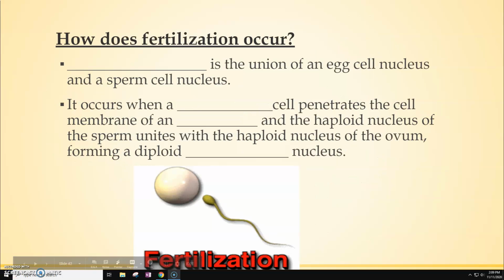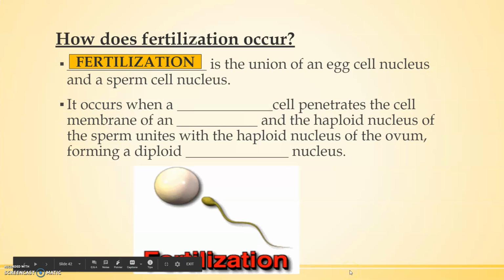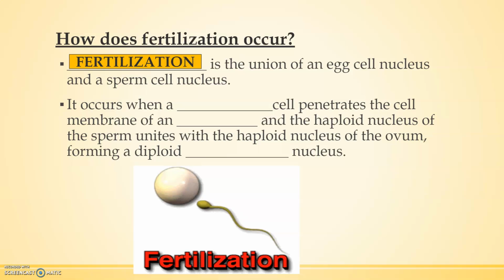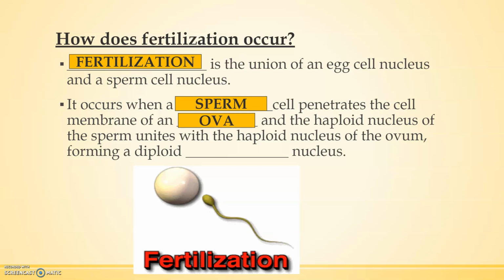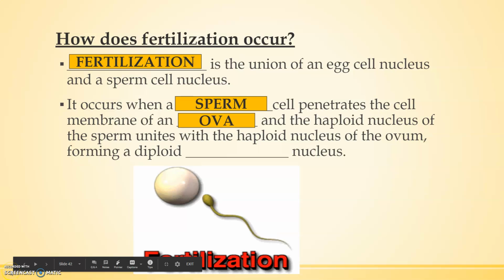Now, how does fertilization occur? Well, first, there has to be union of a sperm cell to the egg cell. It occurs when the sperm cell penetrates the membrane of an ovum or the egg cell, and the haploid nucleus of the sperm unites with the haploid nucleus of the ovum. Ovum is going to be our egg cell, forming a diploid zygote nucleus.